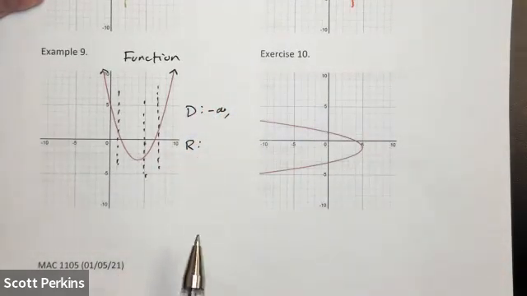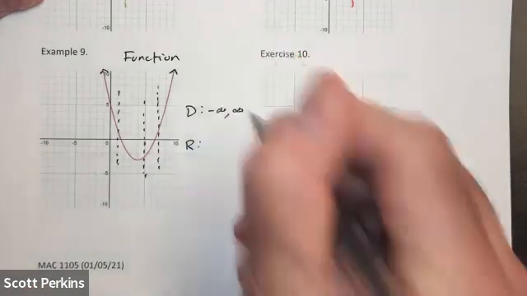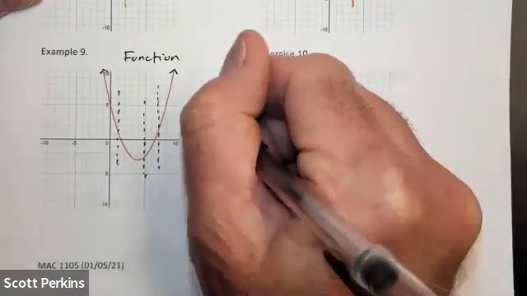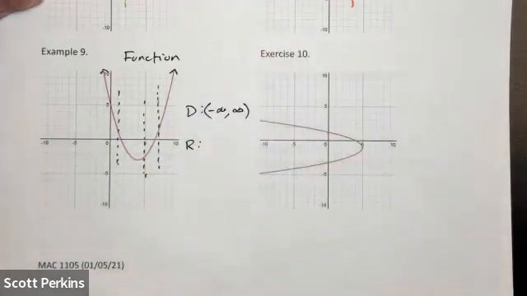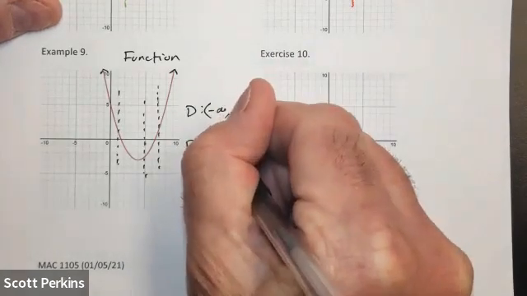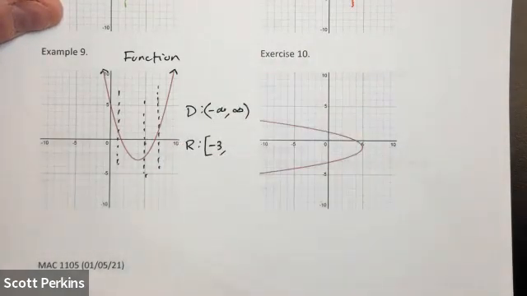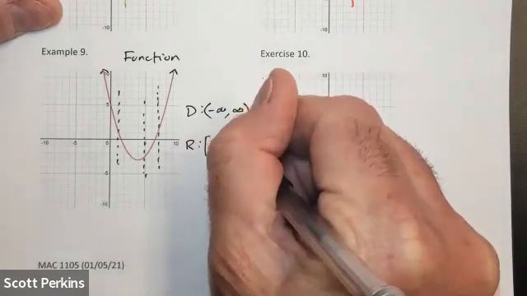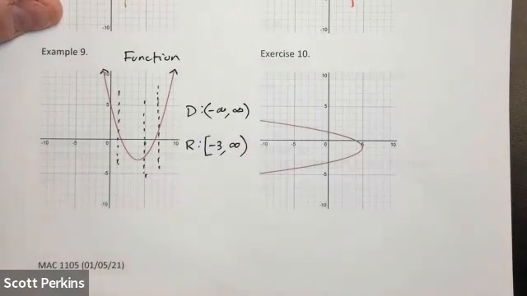How about the upper bound? How far right is this going to go? Yeah, infinity. What do I always use at infinity? Yep, a parenthesis, thank you very much. And then the range. What's the lowest y value on this? -3. And I'm going to put a bracket there. And then what's the highest y value? Yeah, this jets off to infinity. Fantastic. And there it is.